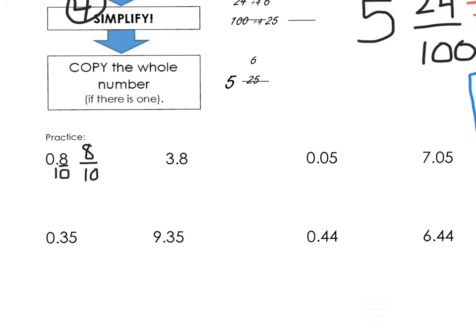Okay, well 8 and 10 are both even numbers, so I know then that I can simplify by 2. So 8 divided by 2 is 4, and 10 divided by 2 is 5. And we can't simplify anymore, so I just changed my decimal of 8 tenths, or 0.8, into 4/5. Okay? All right, let's try that again.